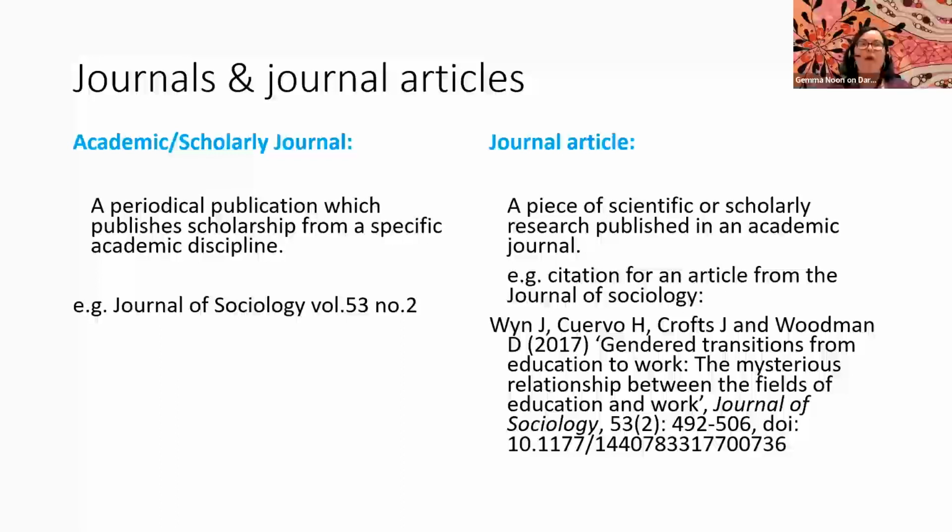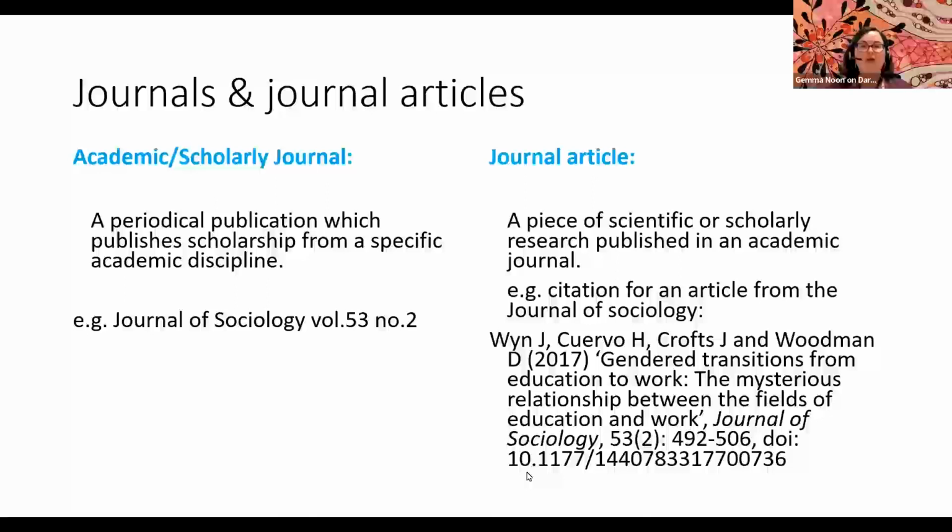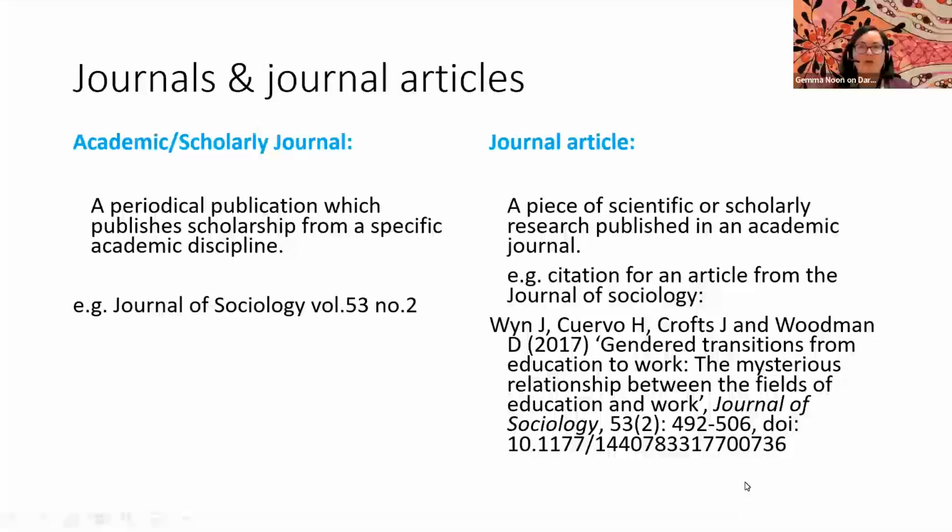And within an academic journal, we have what's known as journal articles. So journal articles publish a piece of scientific or scholarly research. And you can see there in the example citation from the Journal of Sociology, where it's got an article called Gender Transitions from Education to Work, the mysterious relationship between the fields of education and work. And you can see there in that citation, the title of the journal is in italics, and we've got the volume and issue number as well.